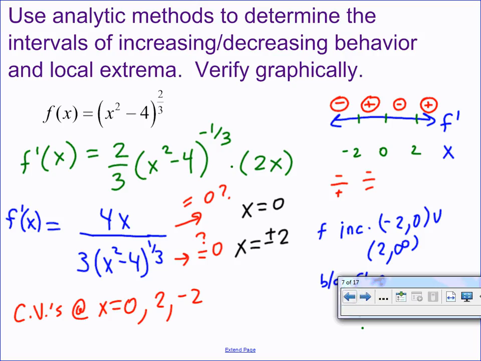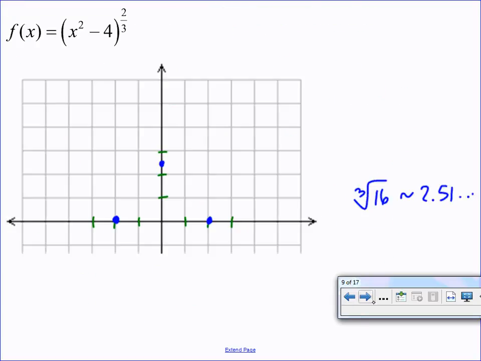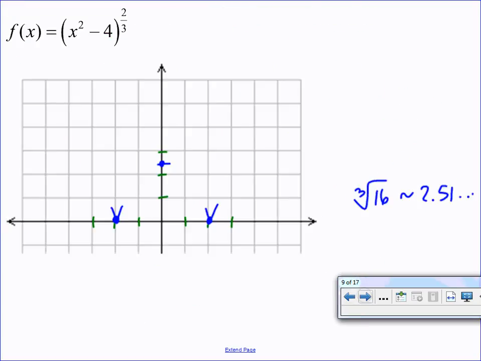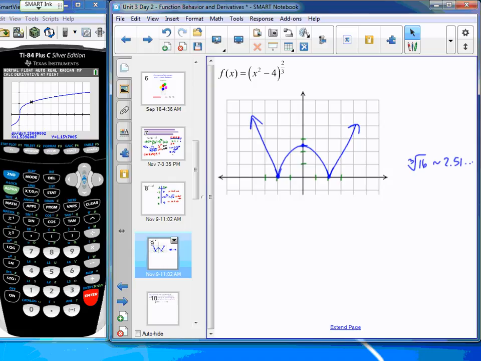Those came from constant over 0 as infinite value, so I must have cusp. So we've got this type of behavior. And we've got horizontal tangent because that critical value, x equals 0, came from the top equals 0. Can I connect these with a cusp and a horizontal tangent? I think I can. How's that graph? I don't know.